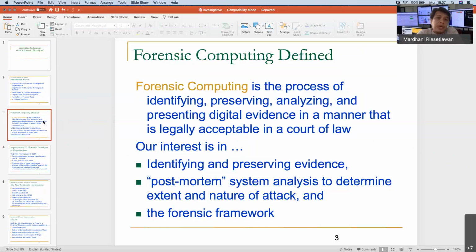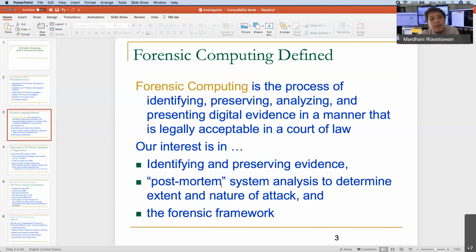That is very interesting because in some cases we not only deal with the performance of the information system in the organization, but also with legal issues and so on. So we need to go to the law. It is also very important because we need to identify and preserve evidence. This is the objective in forensics. We do post-mortem system analysis, so we do the analysis after the event or crime has happened in the information system.